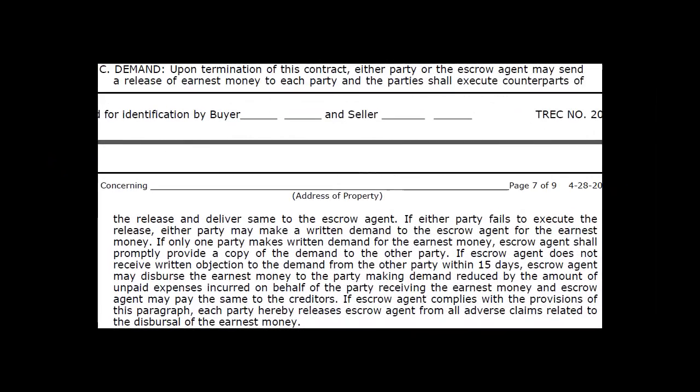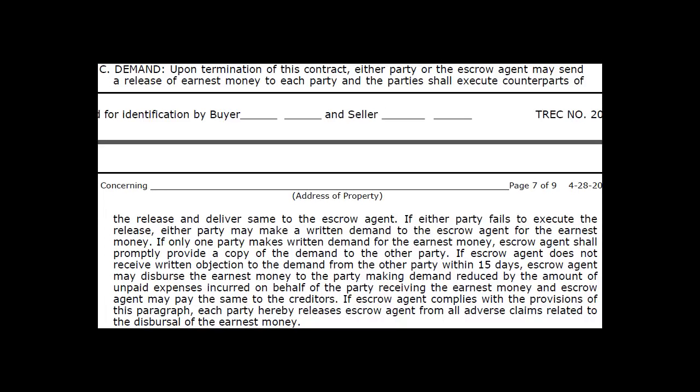C, demand. This is a fun little paragraph, and this is something that you hope you don't have to encounter, but if you just close enough deals, I guarantee you will encounter it at some point or another. So let's just say that the deal falls apart and because somebody's in default, they didn't uphold their obligation. Well, in that situation, a lot of times there's going to be a dispute as to who the earnest money is owed to. Well, the title company's an unbiased third party. They got no reason to favor one side or the other. So the title company is going to ask for a release to be signed by everybody.